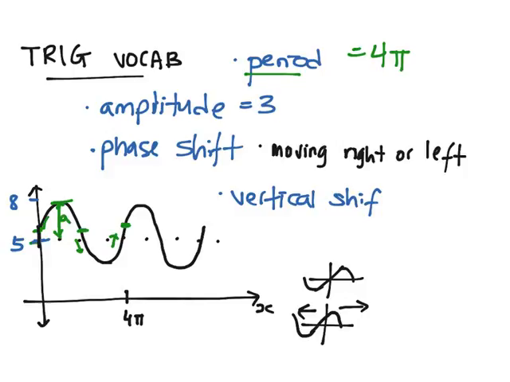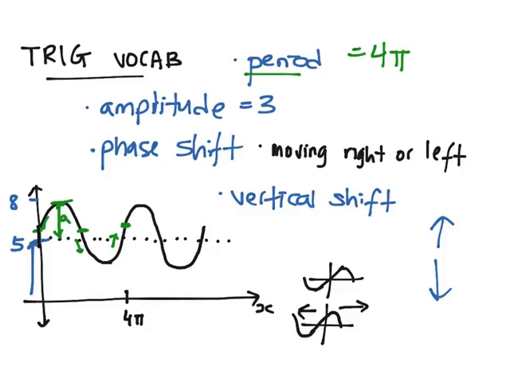On the other hand, a vertical shift is moving our graph vertically, up or down. Over here, our graph has been vertically shifted by 5 units upwards, because the baseline for this graph is 5, when generally the baseline for our trig graphs is 0.